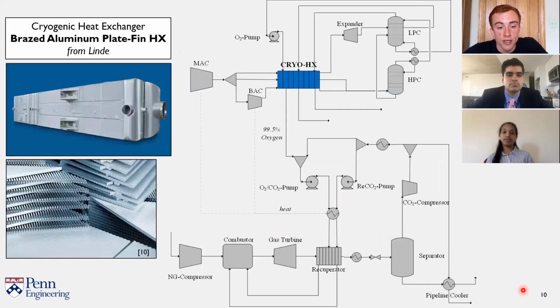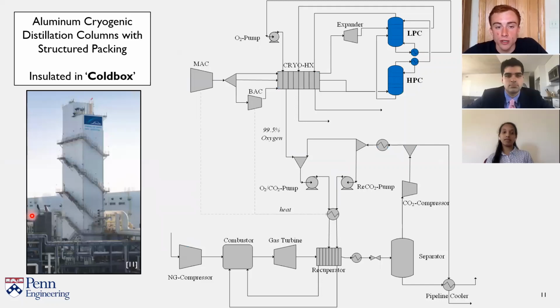The major equipment in the ASU is the cryogenic heat exchanger, which is a brazed aluminum plate fin heat exchanger, shown here on the outside, where warm and cold fluid alternate flows between these plates to increase the surface area for heat exchange. The two columns are aluminum cryogenic distillation columns with structured packing which increase the contact area for separation. They're insulated in a large cold box shown here to keep at the cryogenic temperatures.